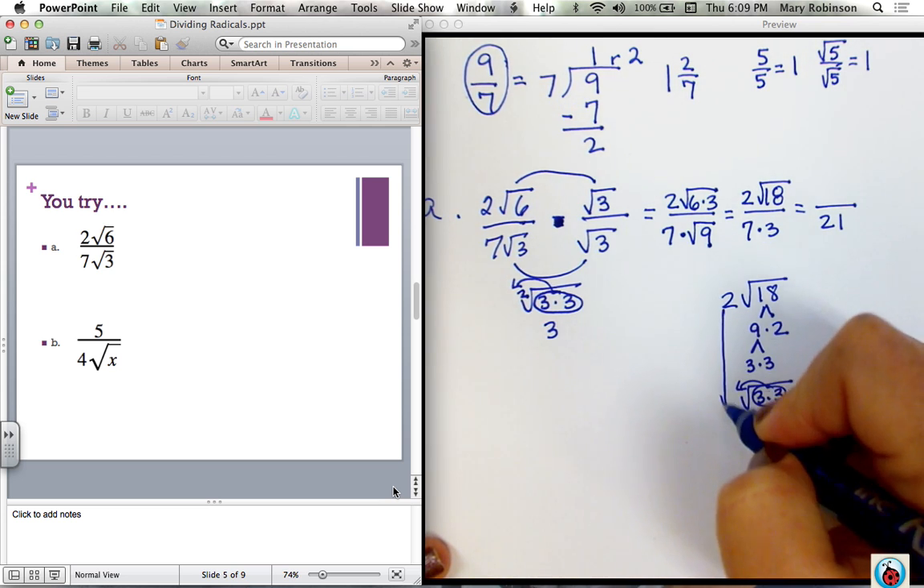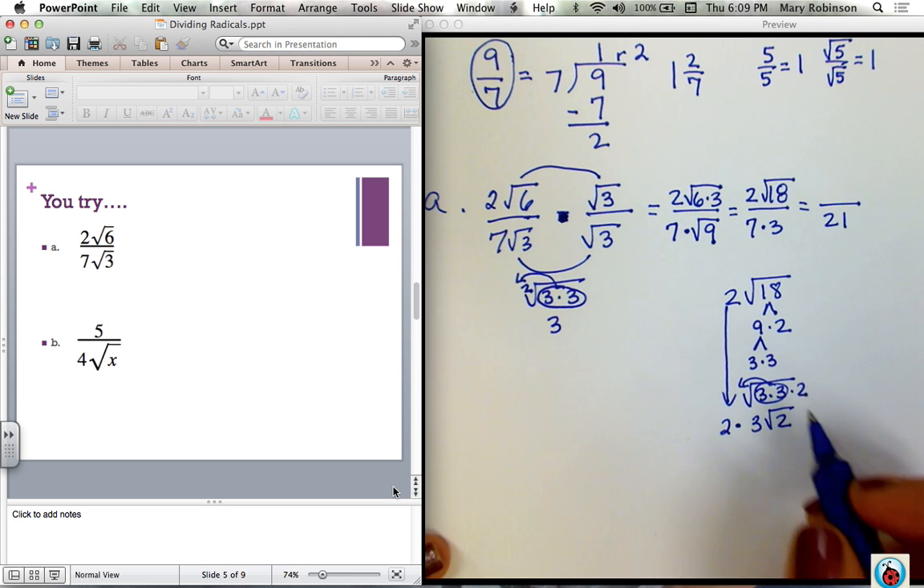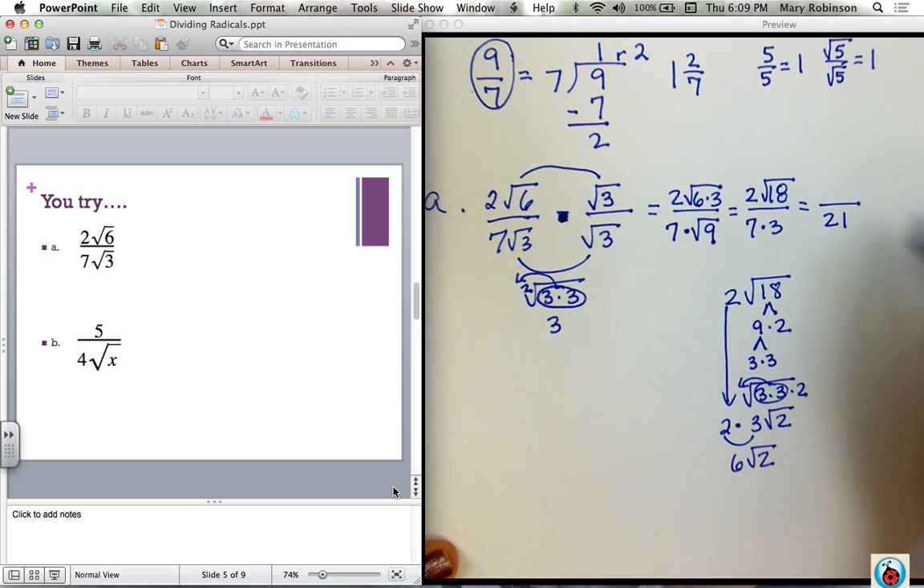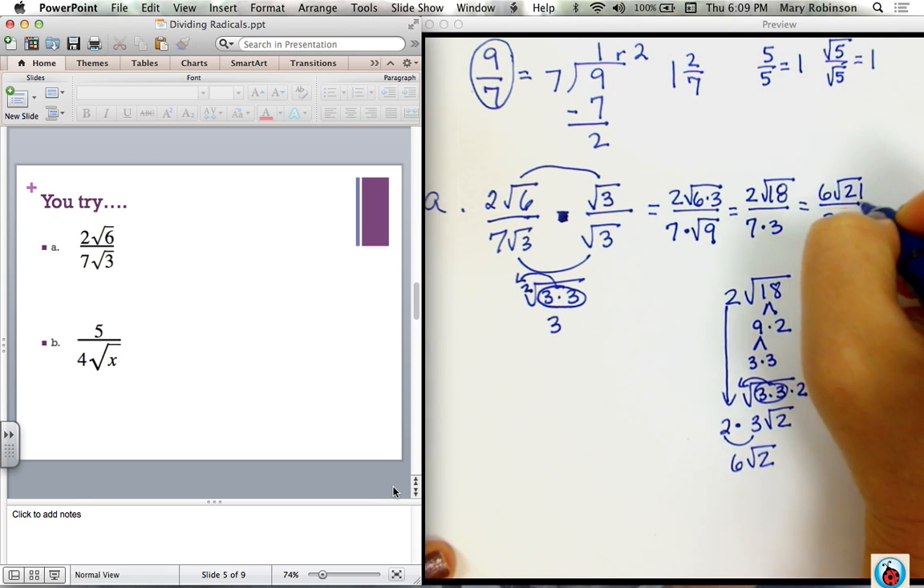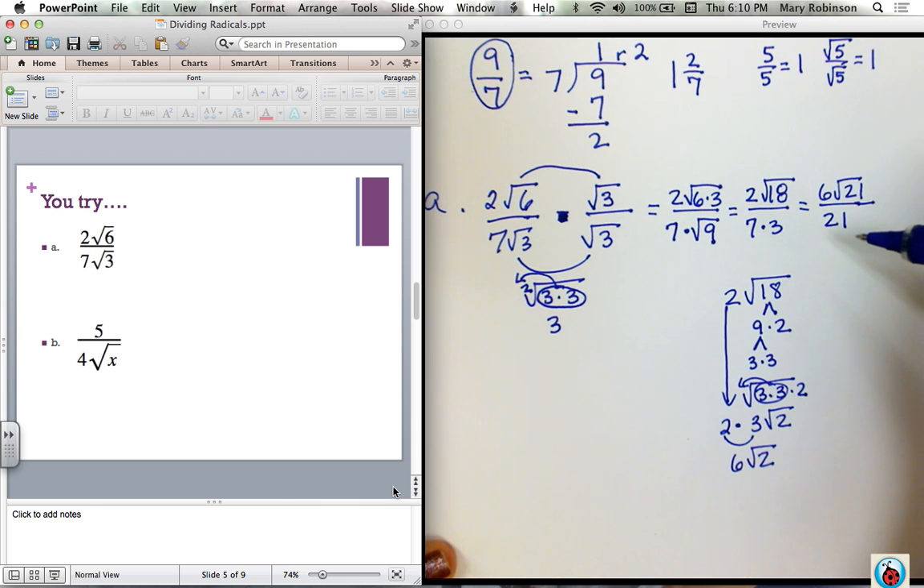I do, however, need to bring down this 2 I already had that is being multiplied by the square root of 18 and multiply it by 3 square roots of 2. When I do so, multiplying these numbers gives me 6 times the square root of 2. That number I will then place in my numerator. So I have now completely rationalized my denominator, meaning I've followed the process to eliminate the radical. And the last thing I should do is determine if I can reduce this. I'm sorry, that should not have a 1. That should just be 2.